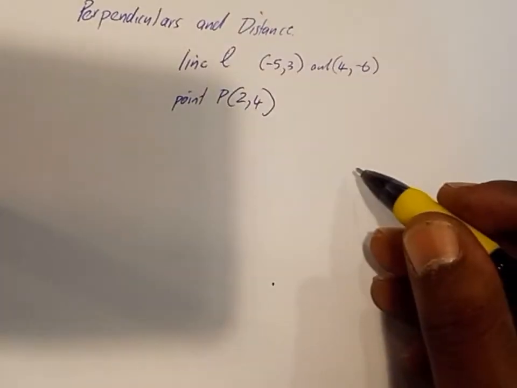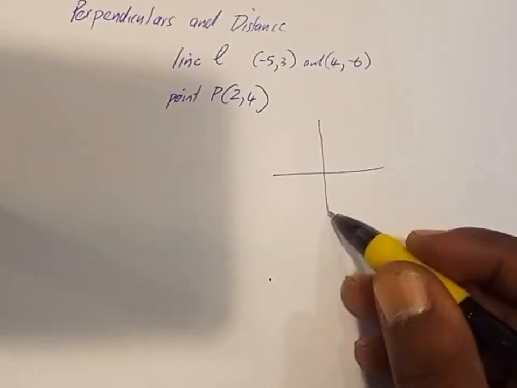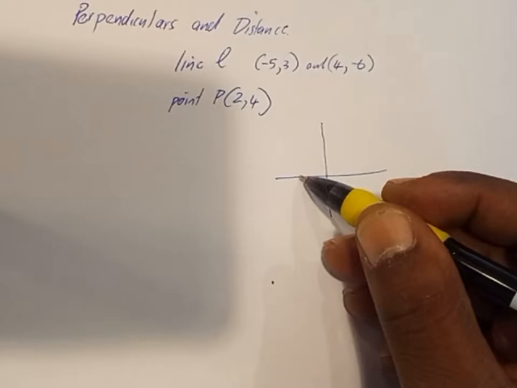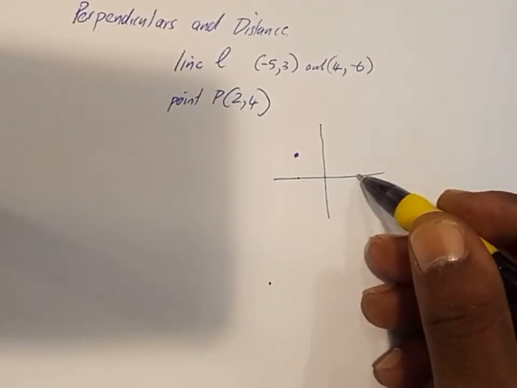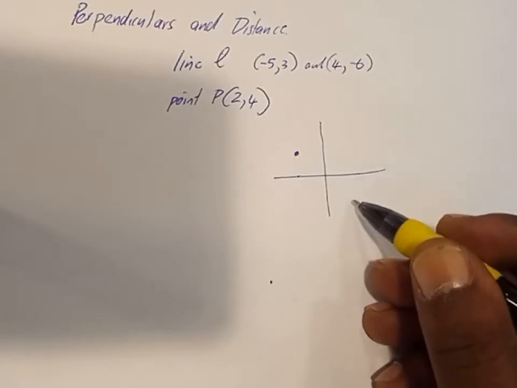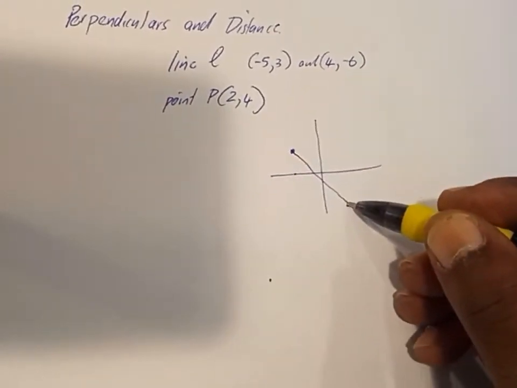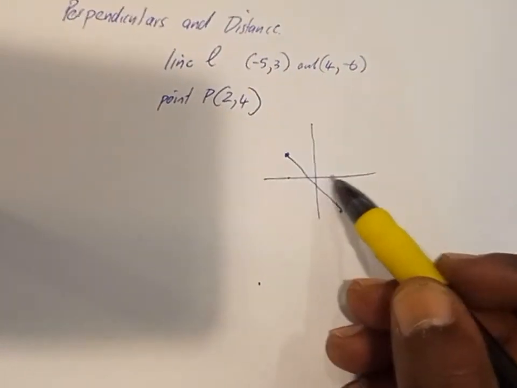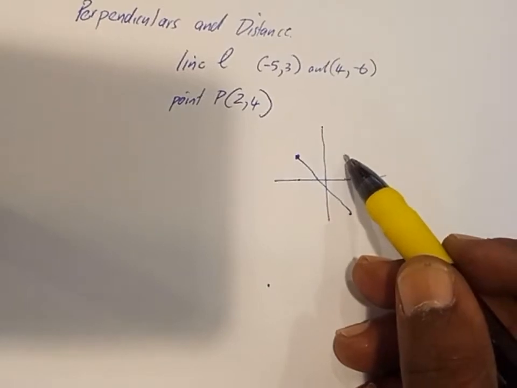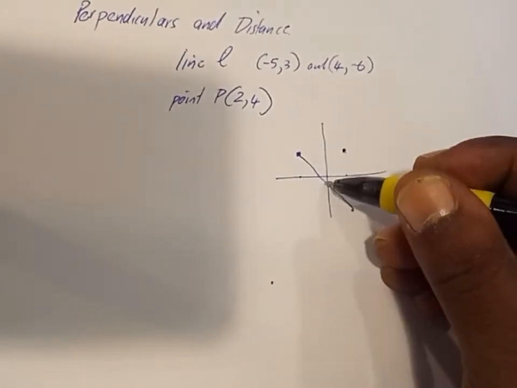Here's a quick sketch to aid us in our visualization. They're saying that -5, 3, and 4, -6, that line, they want to find the point 2, 4. Let's say we go over 2, up 4, the distance between this point and that line.